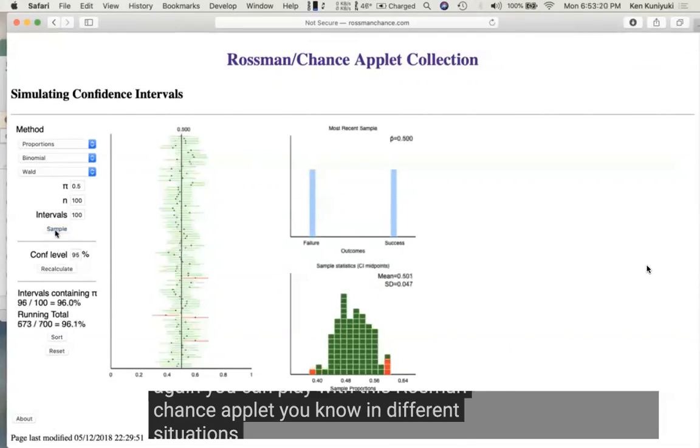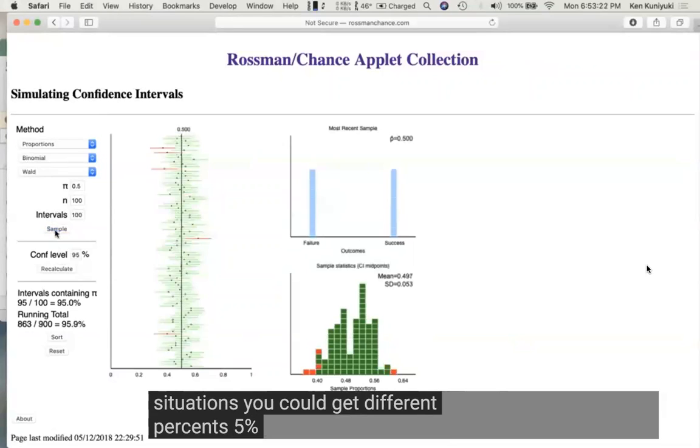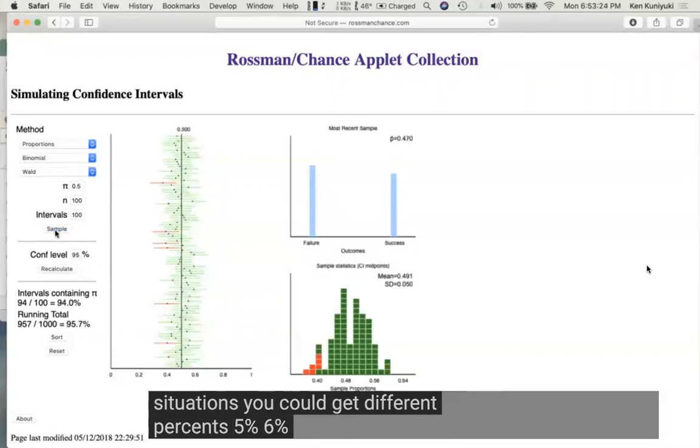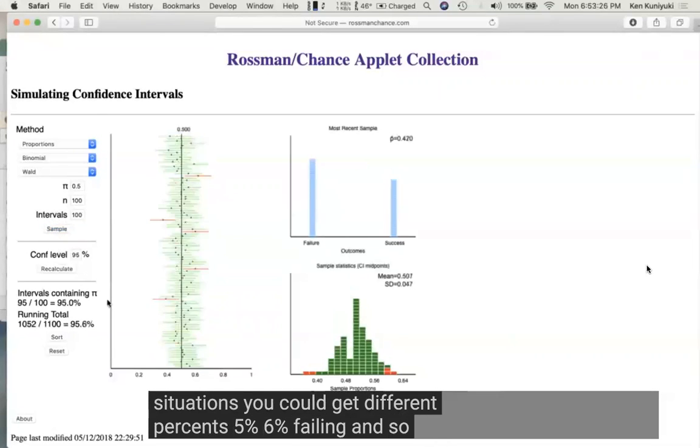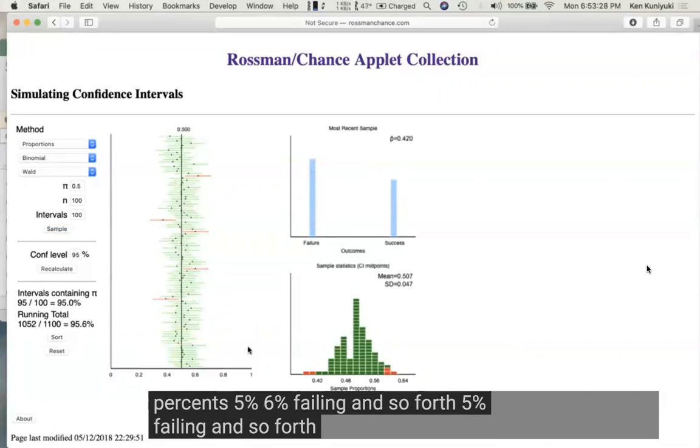In different situations, you could get different percents. 5%, 6% failing, and so forth.